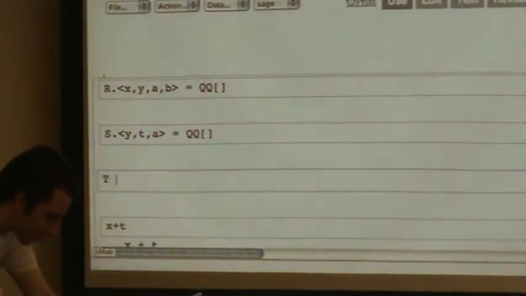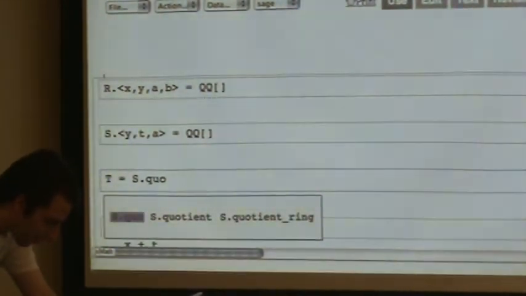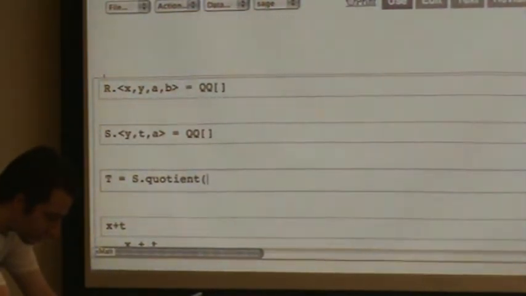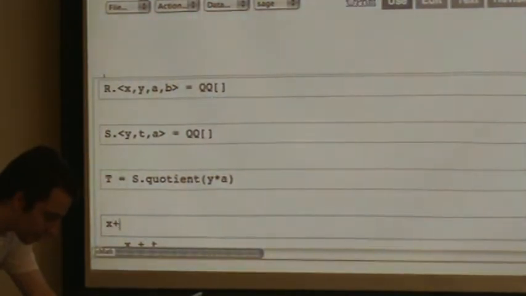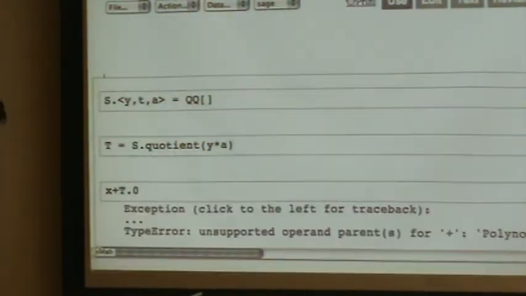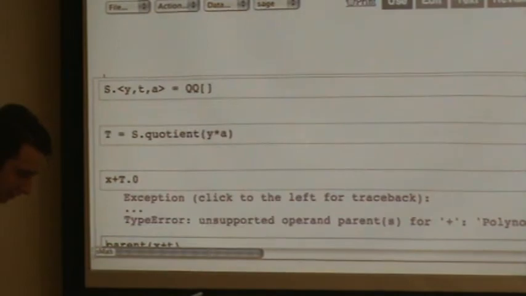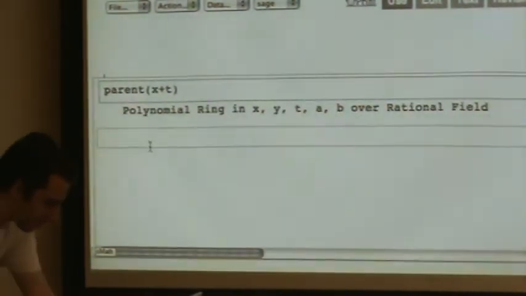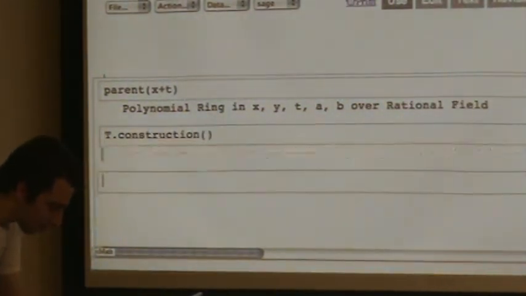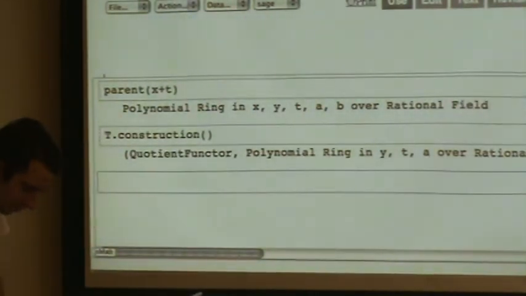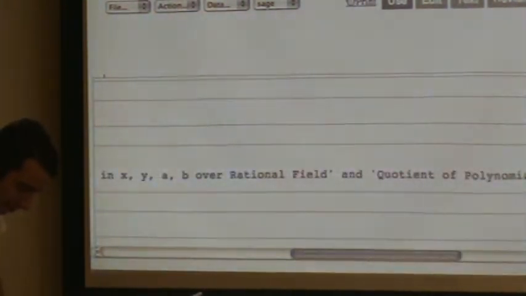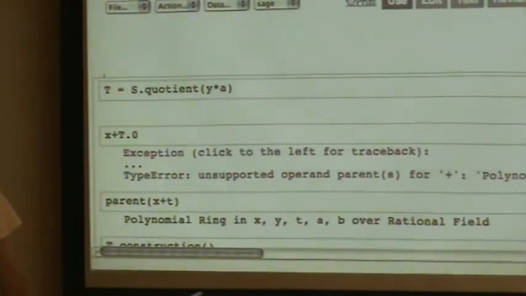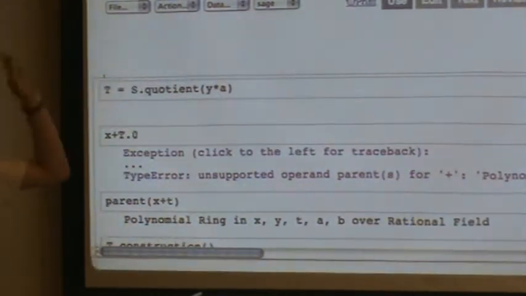Crazy stuff. That's probably because that should probably have worked, but something's not implemented yet. This thing hasn't been implemented for every single ring.